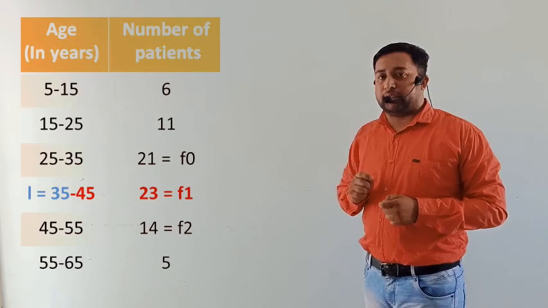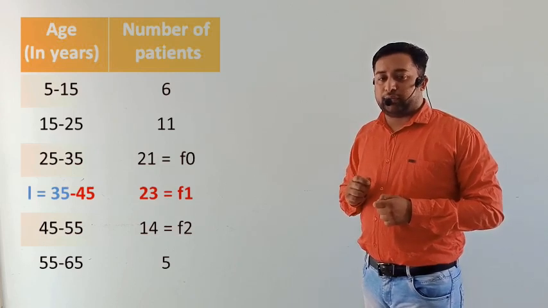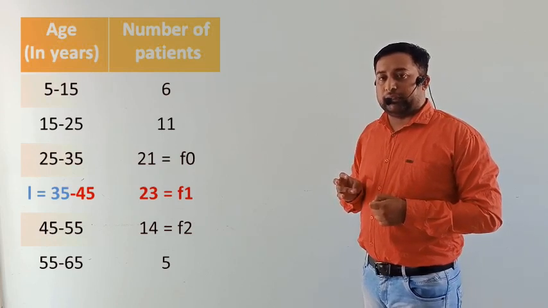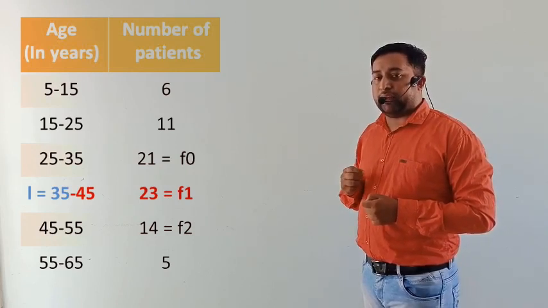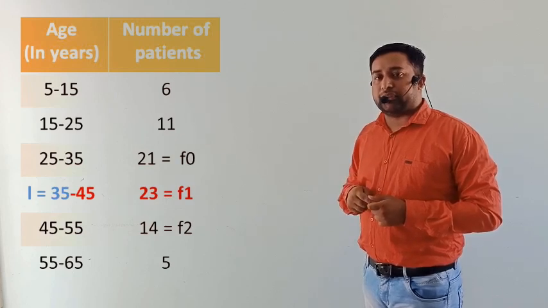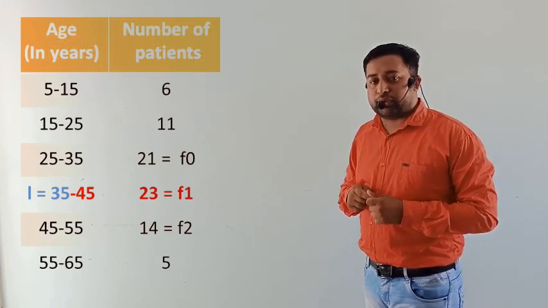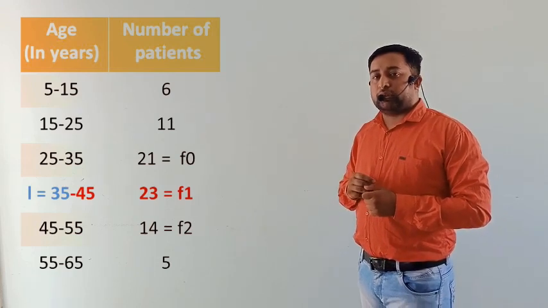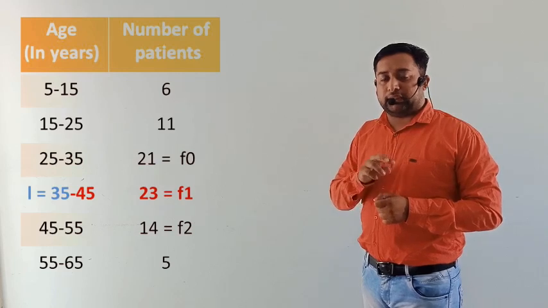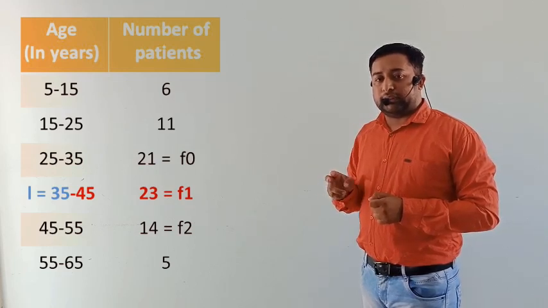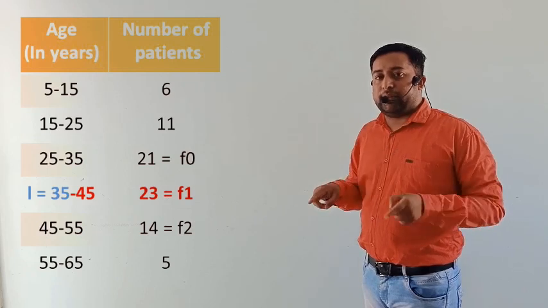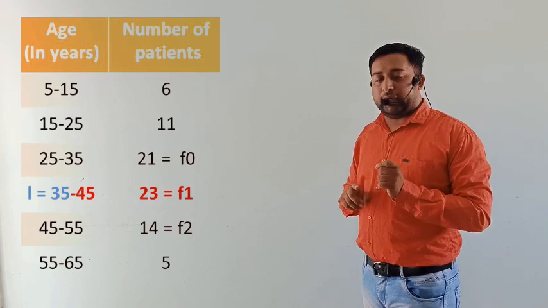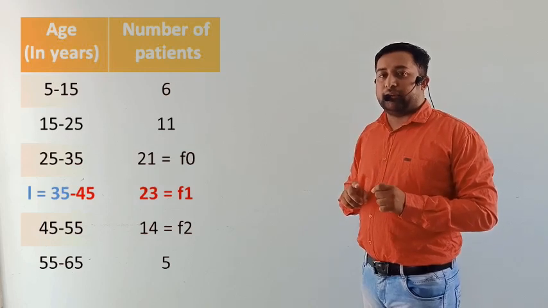Now look at the frequency column. Which is your largest frequency? 6, 11, 21, 23, 14 and 5. Look, which among them is your largest? 23, correct. So 23 with the class 35 to 45, and 23 is our frequency. So that will be our modal class: 35 to 45, with frequency 23.